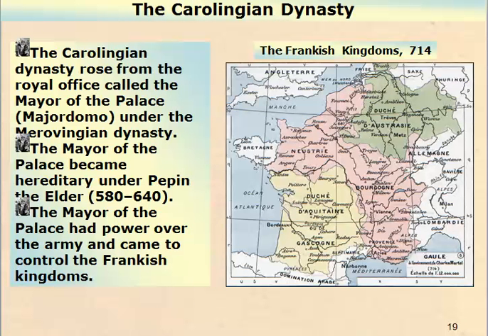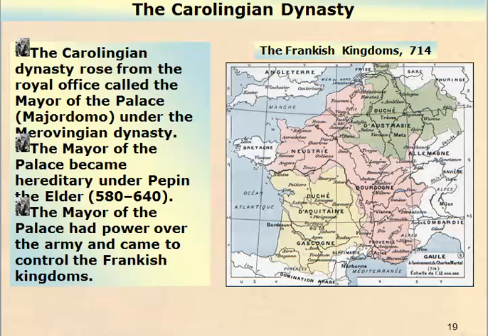Now we have the Carolingian dynasty. The Carolingian dynasty rose from the royal office called the Mayor of the Palace under the Merovingian dynasty. The Mayor of the Palace became hereditary under Pepin the Elder.